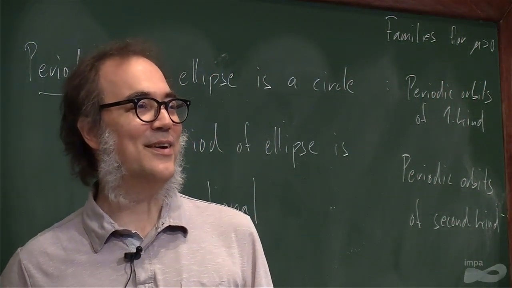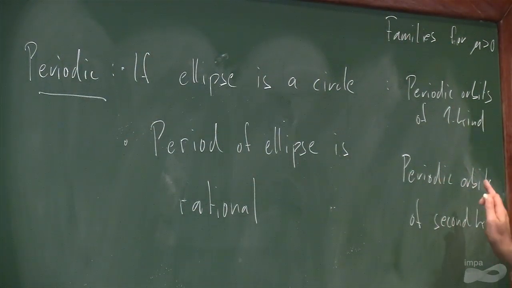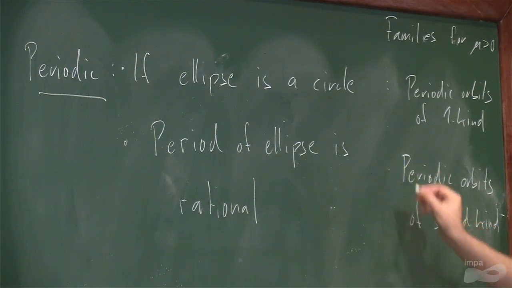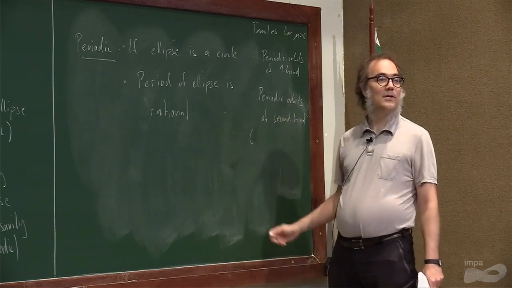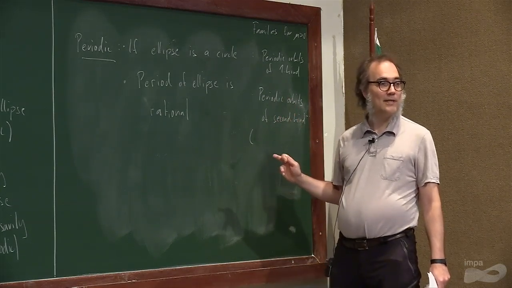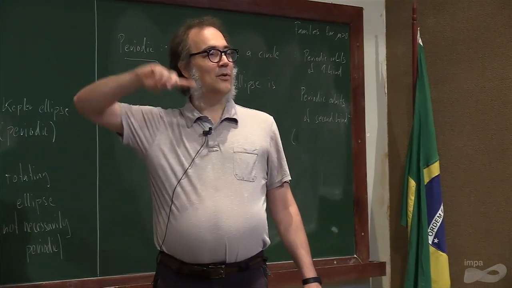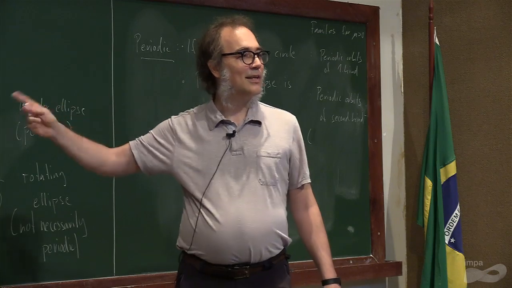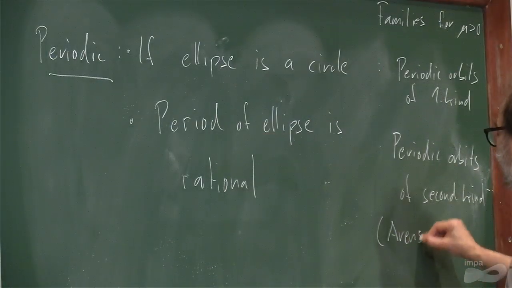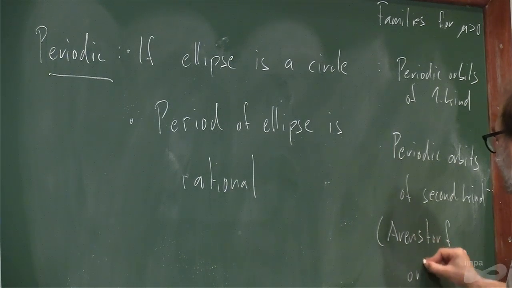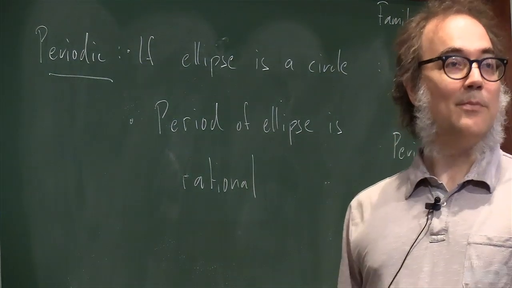This goes somehow back to Poincaré, but it was also studied by Arenstorf, and sometimes they are referred to as Arenstorf orbits. And 50 years ago when people tried to go to the moon, they also played a role there as the Arenstorf orbits. So this is one limit case.